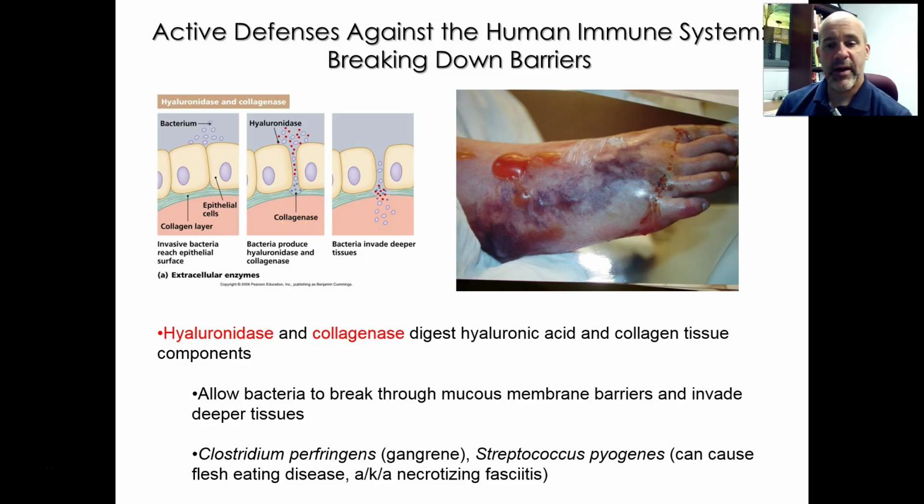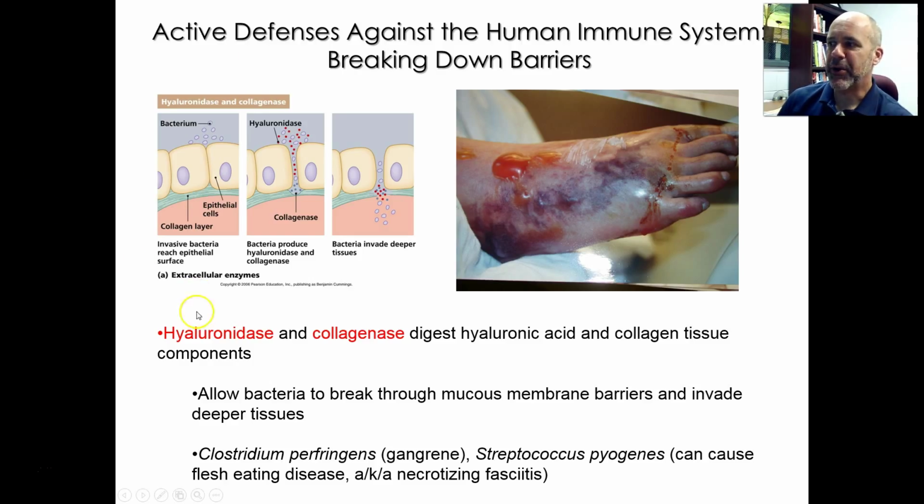Plus, the bacteria break down collagen. Collagen is a protein, hyaluronic acid is a carbohydrate. If you can digest those and break those down into building blocks, the bacteria are likely to be able to use those building blocks for their own purposes, including energy. So it's a type of feeding as well that's taking place.